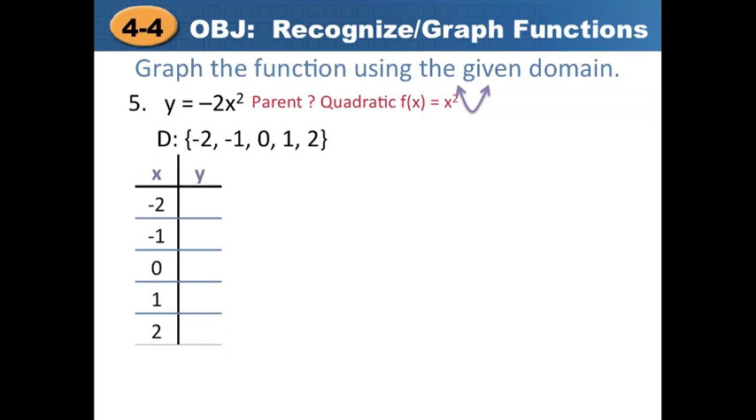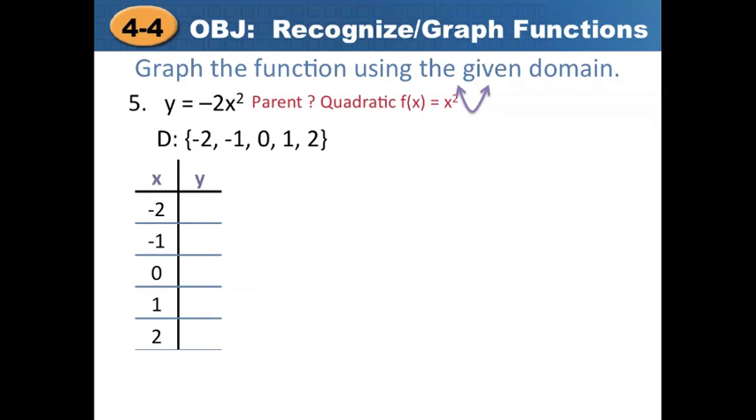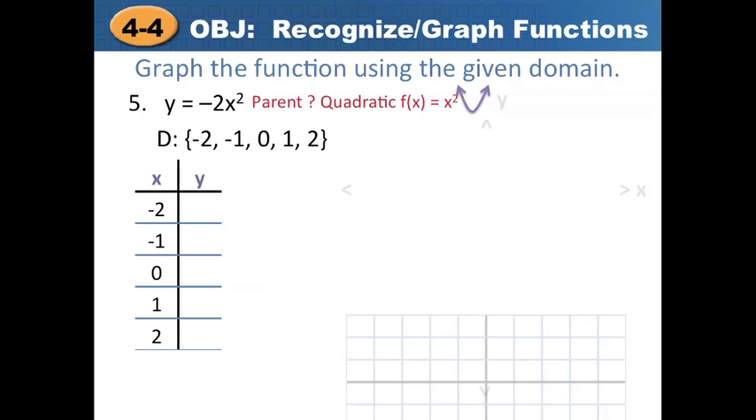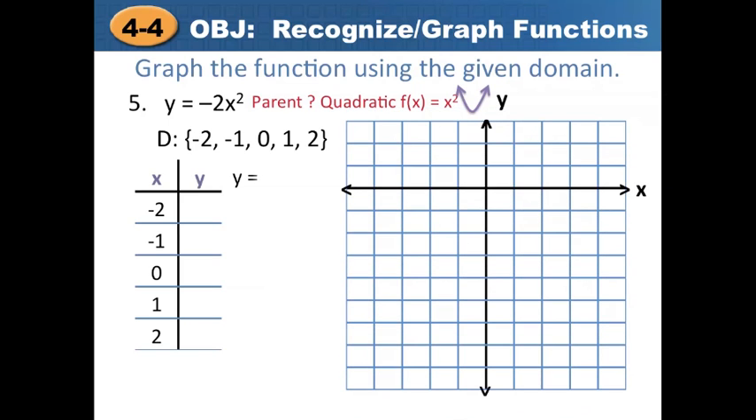On your notebook paper, make a table of values using the domain for the x. We were given the x values negative 2 to 2. We will substitute these numbers into our function in order to solve for y. You must show this work on your notebook paper, plugging in each x number into the equation. When you work out the equation, you can put your y value into the table of values.